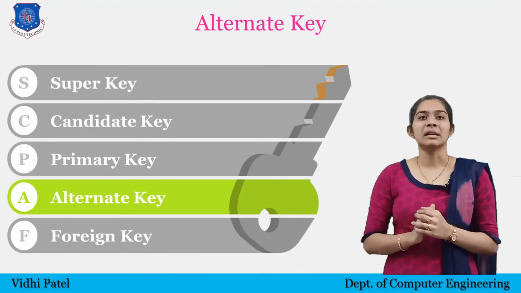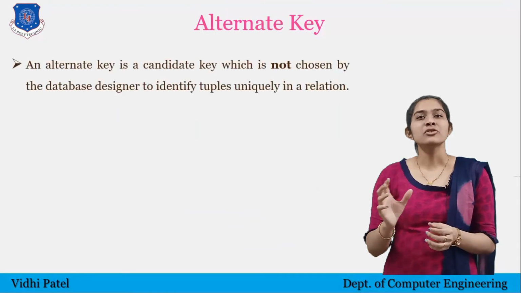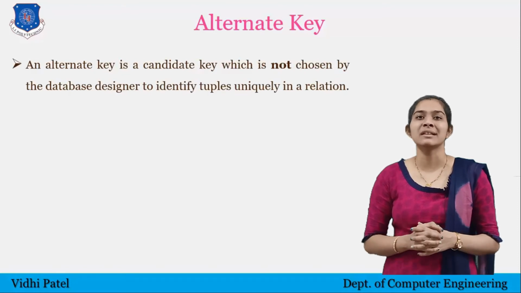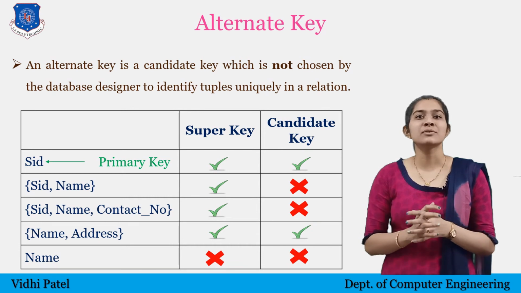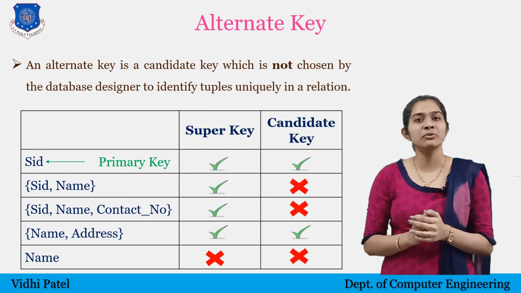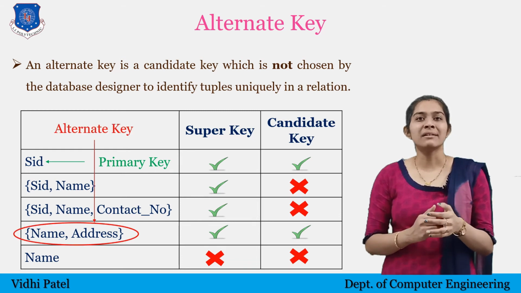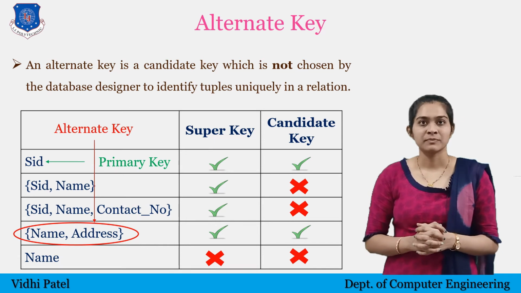Next key is an alternate key. An alternate key is a candidate key which is not chosen by the database designer to identify a tuple uniquely in a relation. For example, if the database designer chooses candidate key student ID to identify a student uniquely, then another candidate key, the combination of name and address, is the alternate key for that relation student.